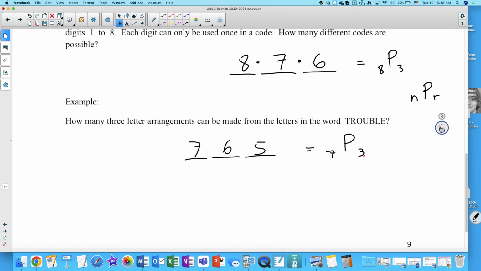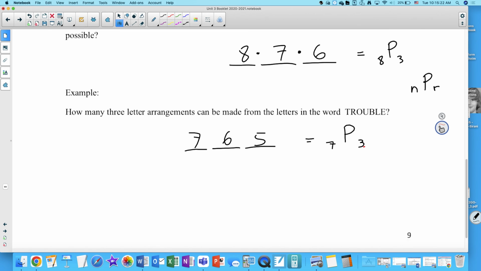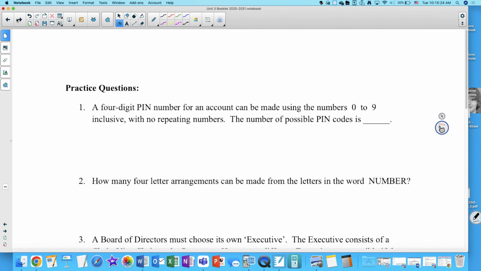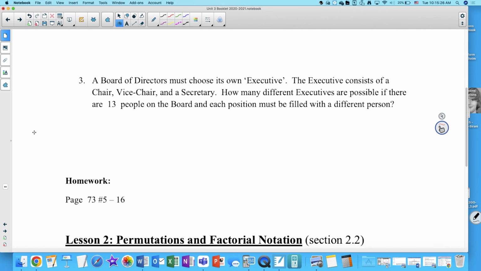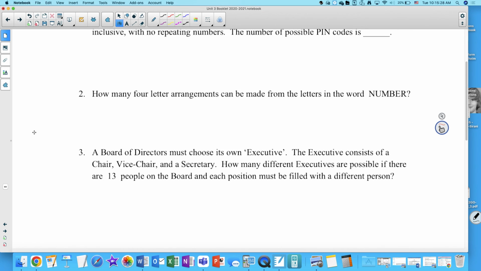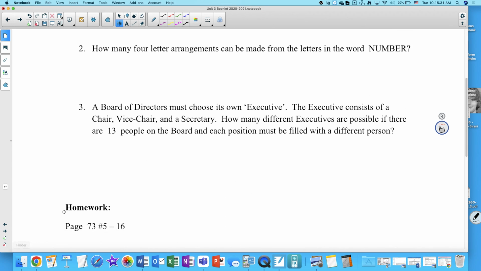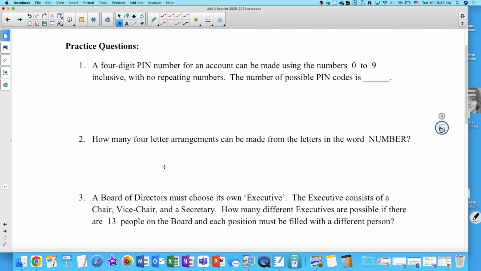Okay. All right. So I think we'll finish off with these 3 questions. Your homework is over here. So I want you to work on these for the next 5-10 minutes. We'll talk about them if we need to. And then starting tomorrow, we'll talk about all of these formulas that I just alluded to and more about the factorial notation and that sort of thing. Okay.